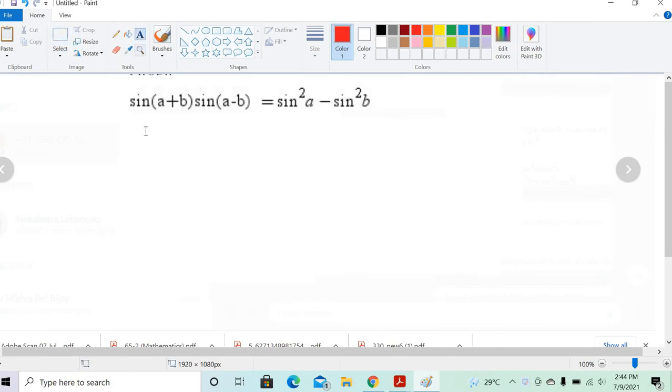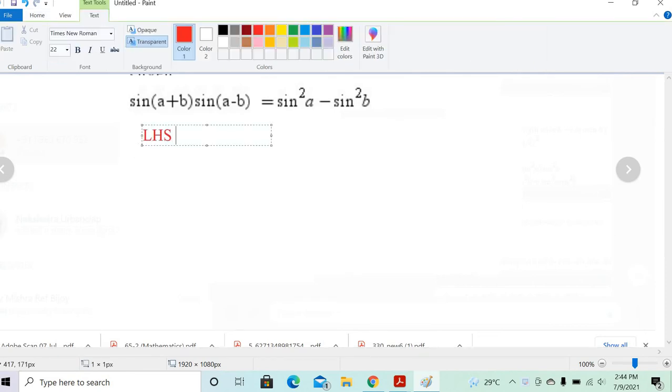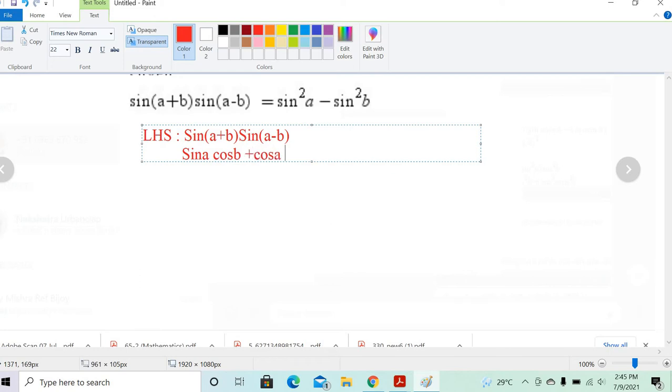So let's start with the LHS part from here. We have sin(a+b) into sin(a-b). We know the formula for sin(a+b) is sin a cos b plus cos a sin b, correct? Now I'll put it in the brackets here, and we'll expand this sin(a-b) also. Sin a cos b minus cos a sin b, correct?